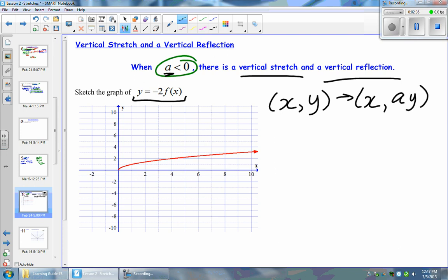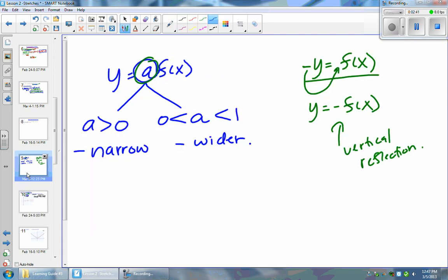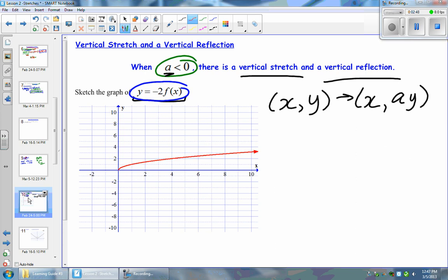So let's determine what our a value is. If we're taking a look at our function here, remember our a value is the value that comes right in front of the function. So if we take a look at our example here, what's the number in front of the function? Well, that number is right there. So a is equal to negative 2. You have done this already. We're just putting a negative in there.